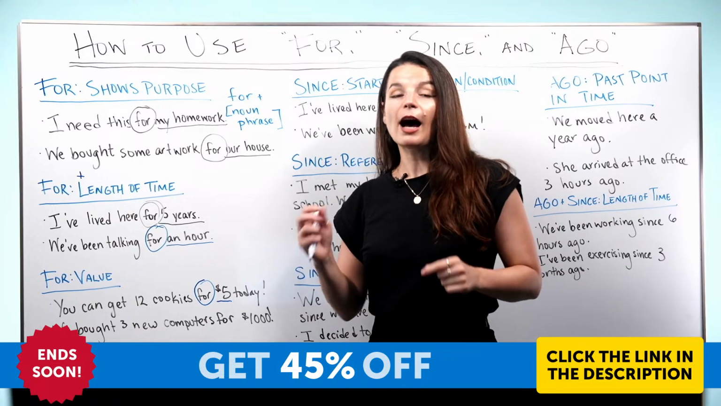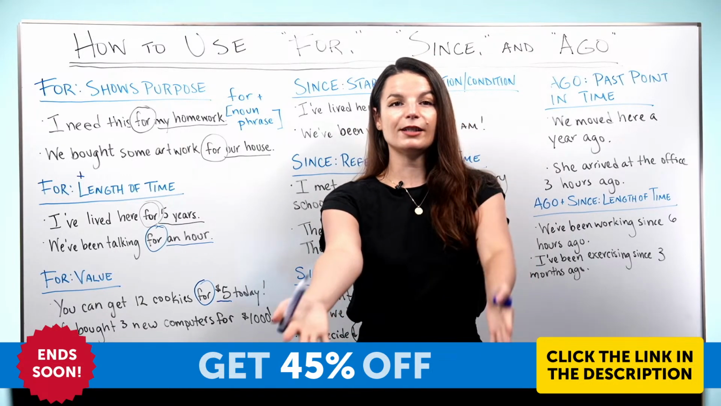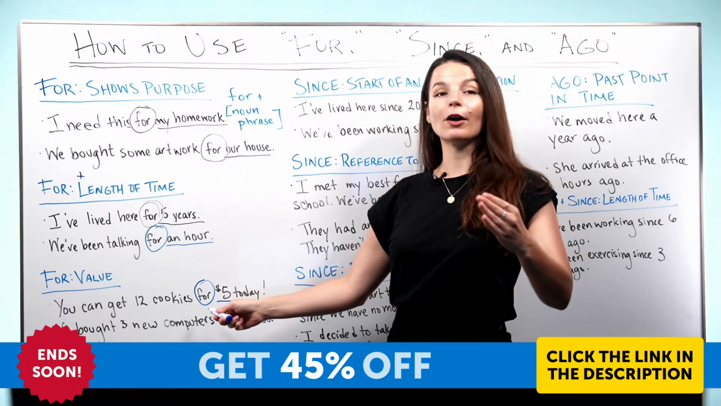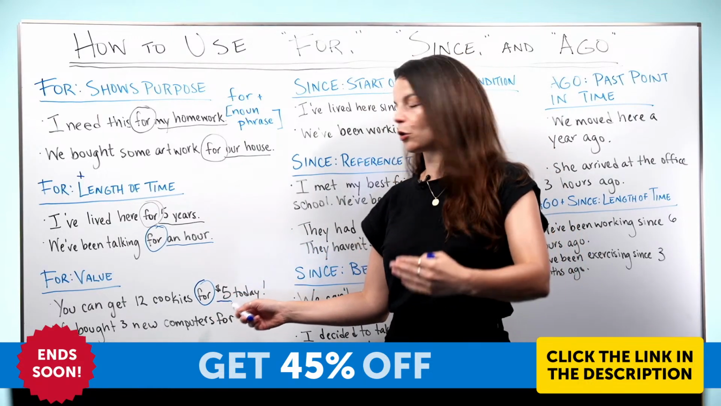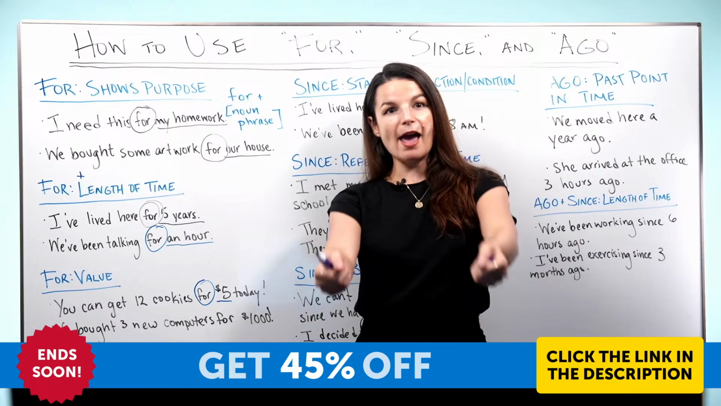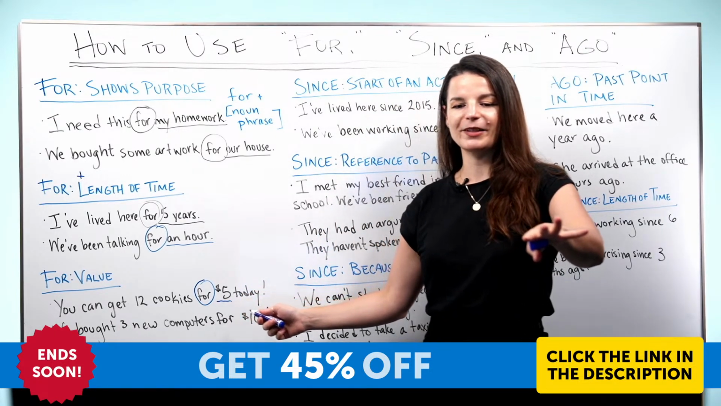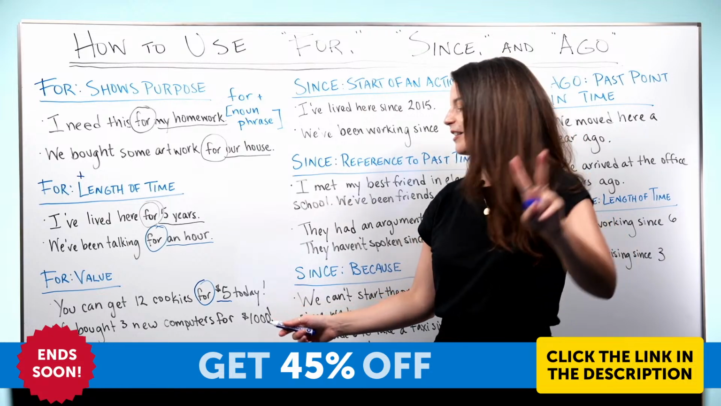So this means I give you $5, I receive 12 cookies, right? So we show this with "for" before the price, or before what you pay. It might not always be a price. I'll explain in just a moment. Let's look at the second example sentence.